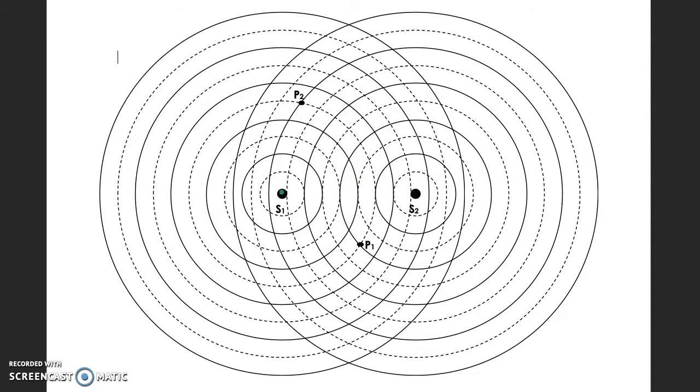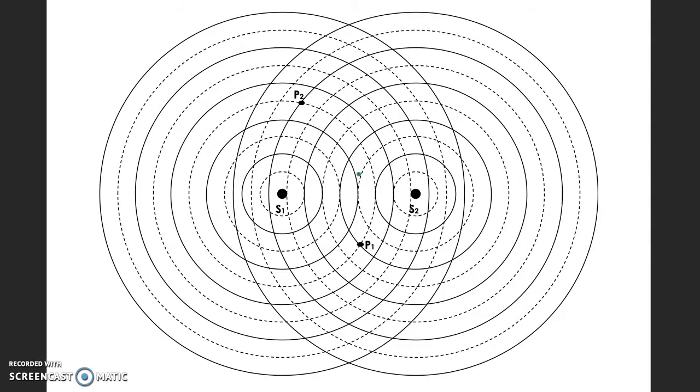Let's look at source 1 to start off with. These dotted circles are troughs, and the solid lines are crests. So here's a trough, crest, trough, crest, trough, crest, etc., moving outwards. The same thing is happening from source 2. And those crests and troughs are interfering with one another and making a specific pattern that we saw last time.